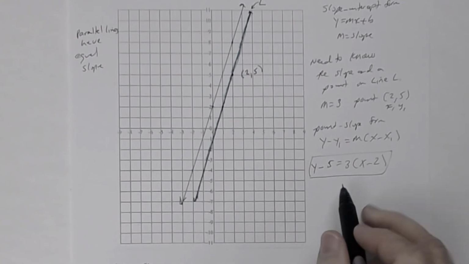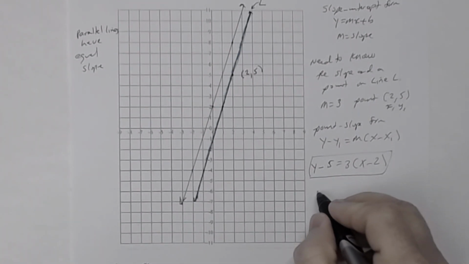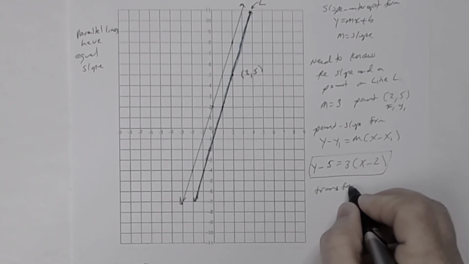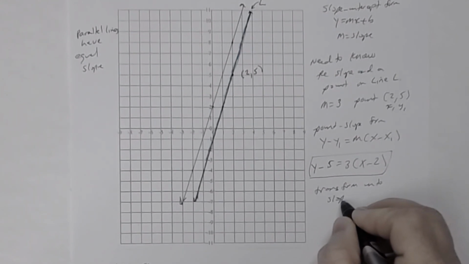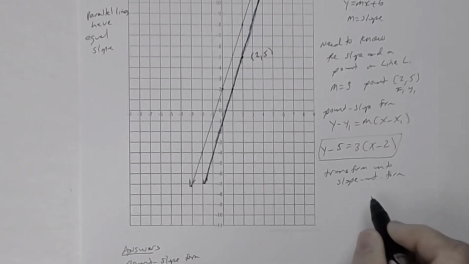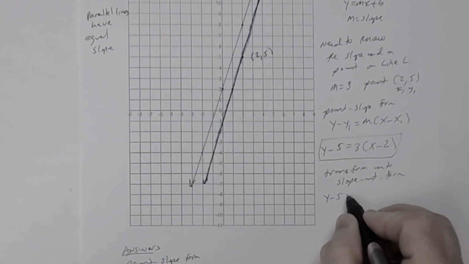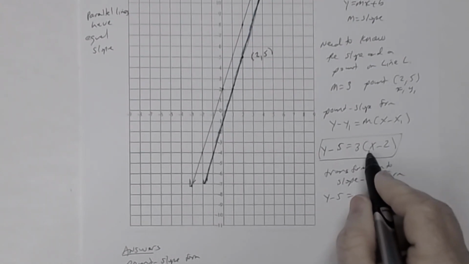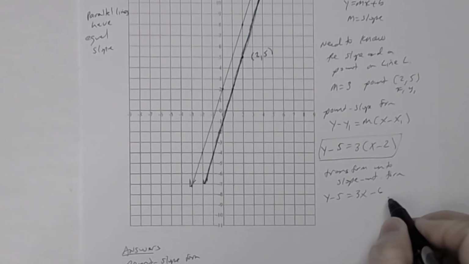So now we're going to take this right here and solve for y. We're going to transform this into slope intercept form. Therefore we're going to use the distributive property first. So I get y minus 5 equals, and when I distribute the 3, I get 3 times x is 3x, and then 3 times negative 2 is negative 6.